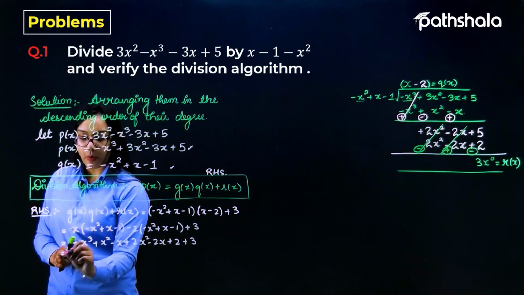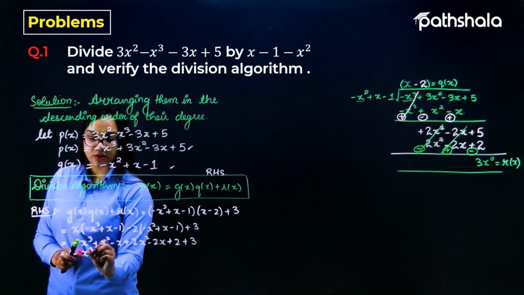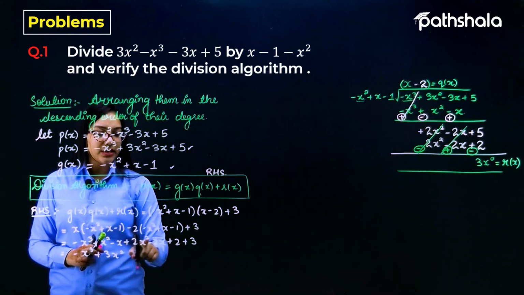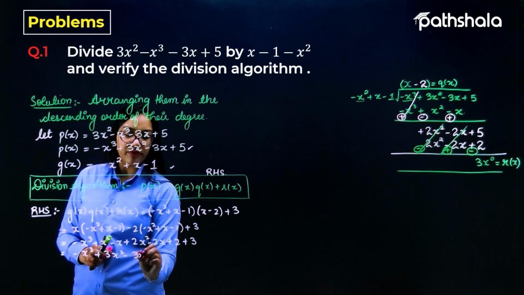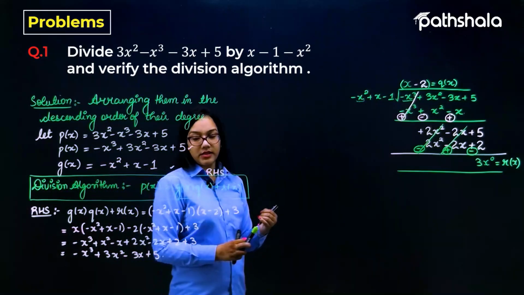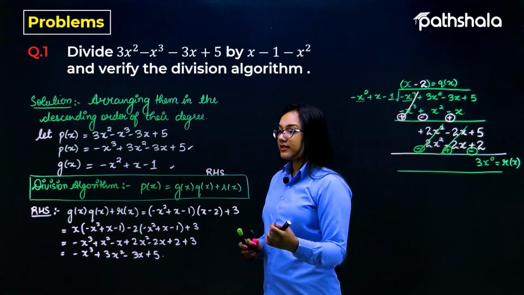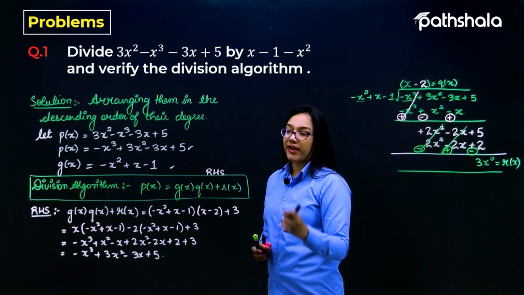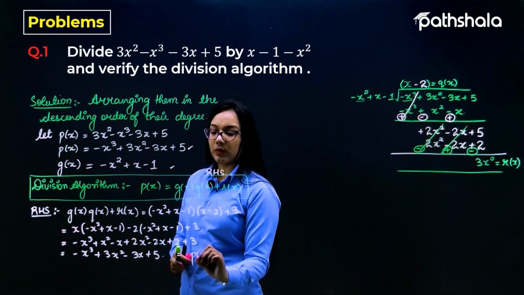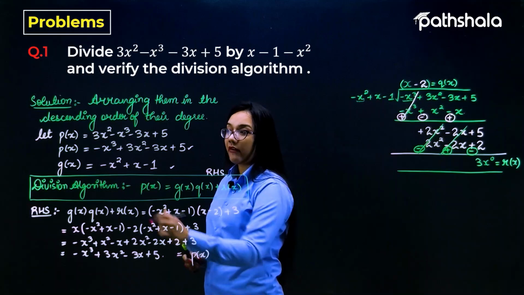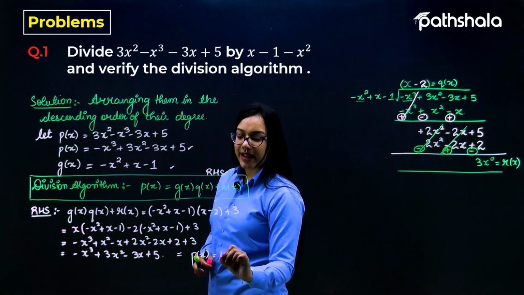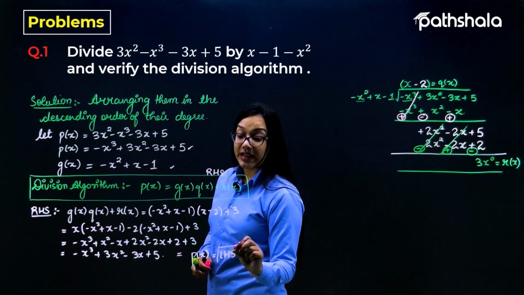Now let's add up all the like terms together. So it is minus of x cube. x square plus 2x square is plus of 3x square. Further, minus x minus 2x is minus of 3 of x, plus of 3 plus 2 is 5. So at the end, what we are getting is minus x cube plus 3x square minus of 3x plus of 5, and definitely this is equal to the p of x polynomial that we have. p of x is minus x cube plus 3x square minus 3x plus of 5. So hence it is equal to LHS.